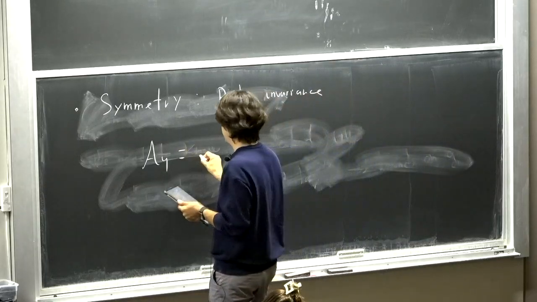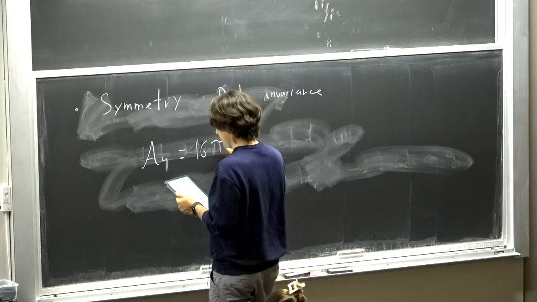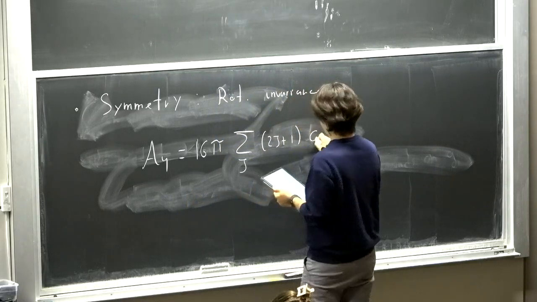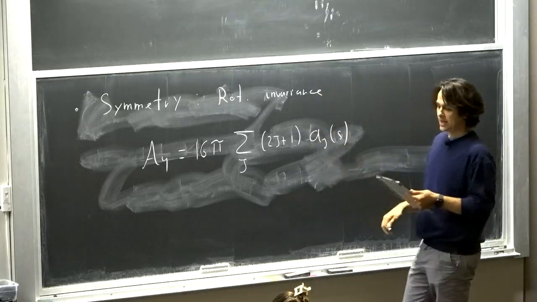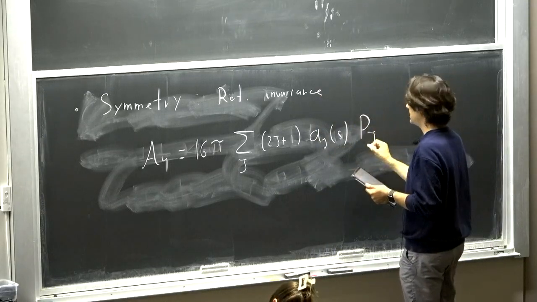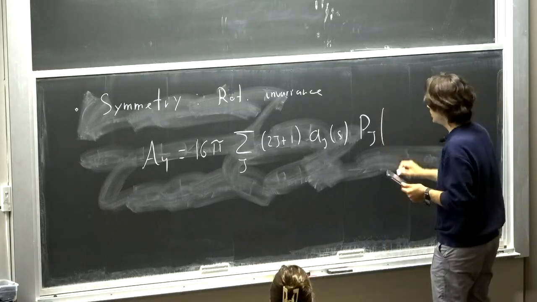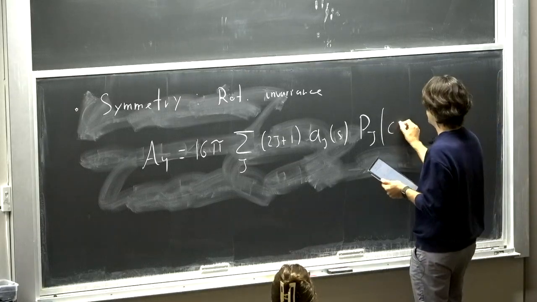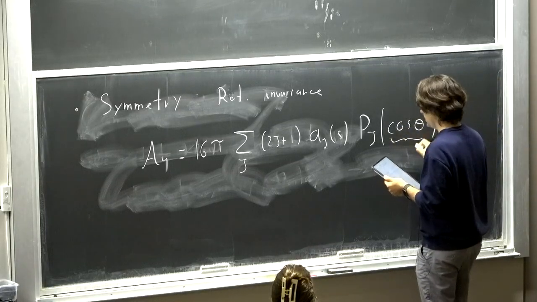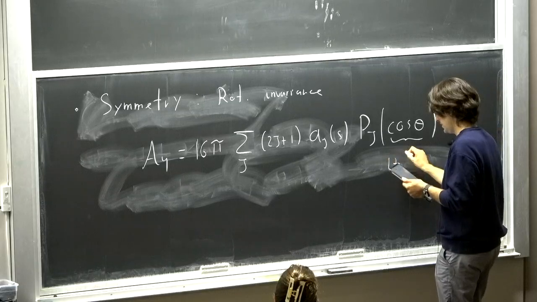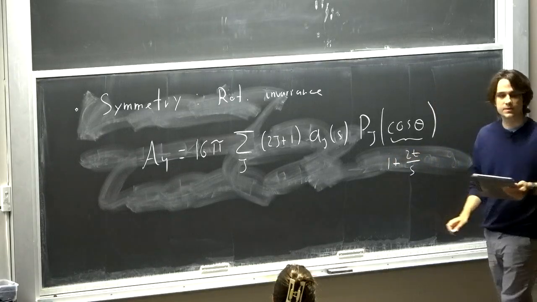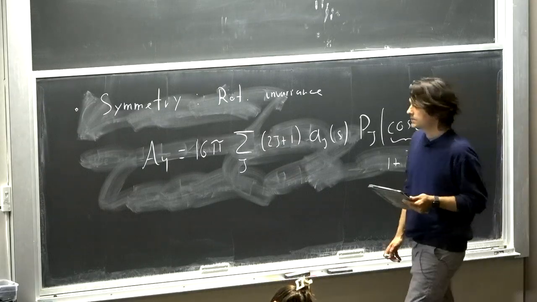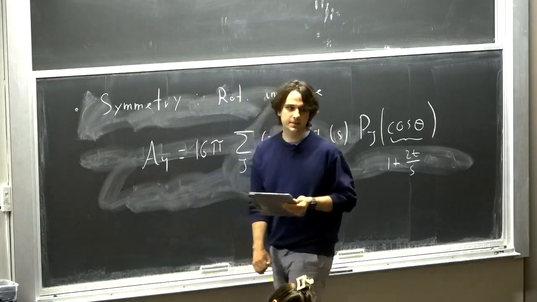So the 4-point amplitude is going to look like 16 pi, sum over spins, 2j plus 1, some partial wave coefficient that depends on S, and something like a Legendre polynomial, or if there are particles with spin, this would be some Wigner-D function or something like that, which depends on the angle. And this angle, in terms of S and T for massless particles, is just 1 plus 2T over S. Okay, so rotational invariance tells us that the amplitude can be expanded in a basis of known functions.